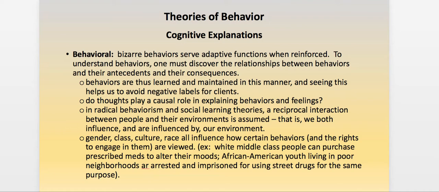So there are adaptive functions to troubling behaviors. You have to discover the relationship between the behavior and its consequences, she says, and also the antecedents, what comes before it, what sets up that behavior to occur. Sometimes if you get in there and change the antecedents or the consequences, or both, you can change the behavior and be considered a genius, I suppose, in a school setting.